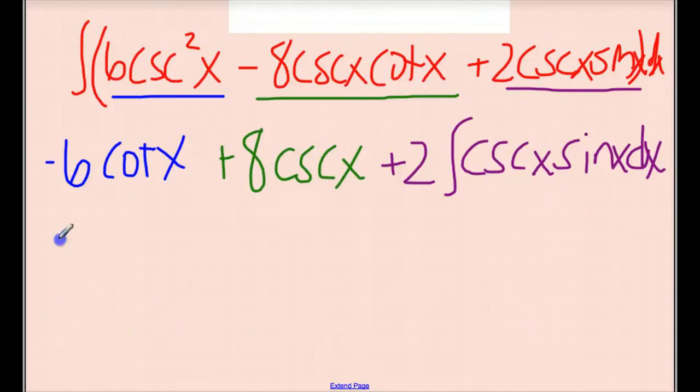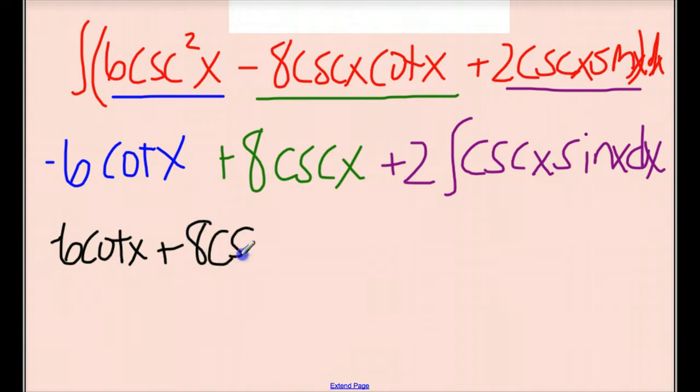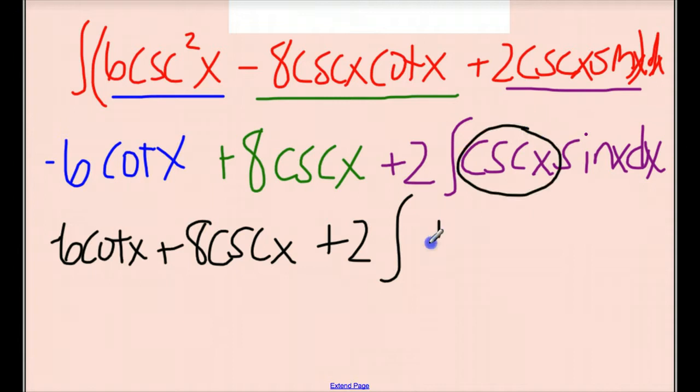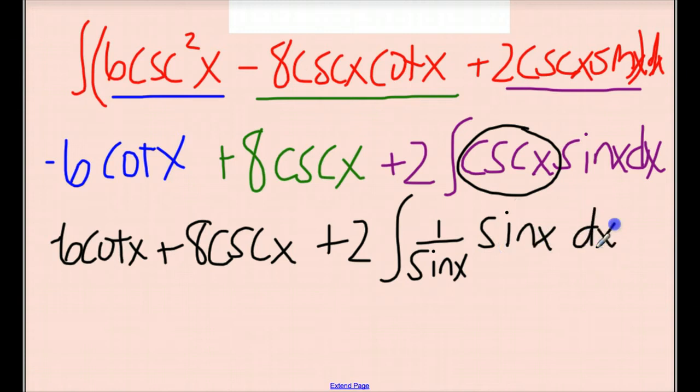this entire thing, negative 6 cotangent of x plus 8 cosecant of x plus 2. And if I want to rewrite this, I'm going to rewrite this as 1 over sine of x, which is on our list. And I'm going to keep everything else, sine of x dx. Once I rewrite this, what do you notice about this sine of x in the denominator and this sine of x up here? You're correct.